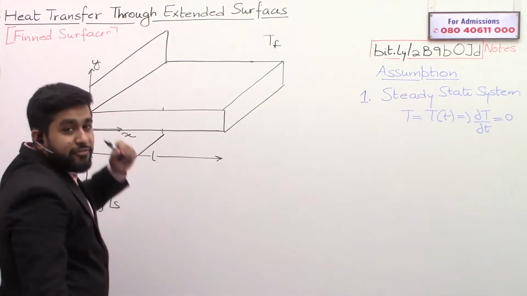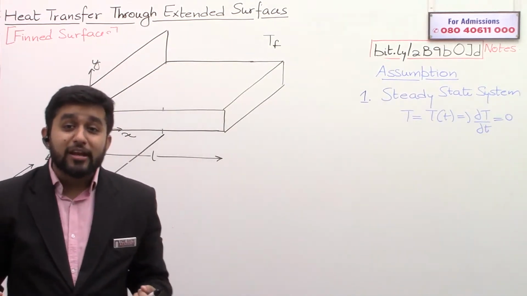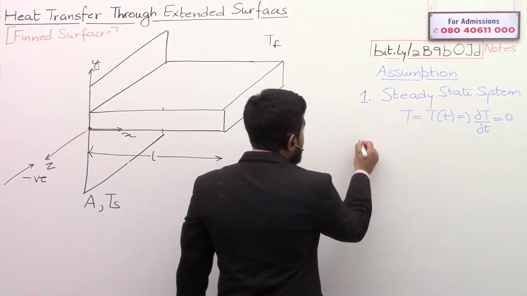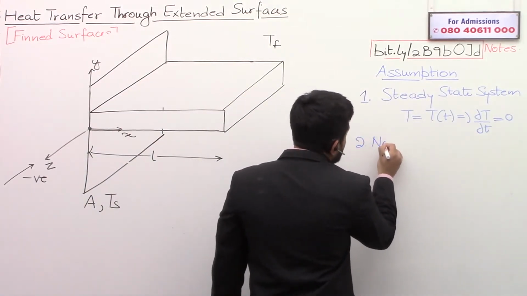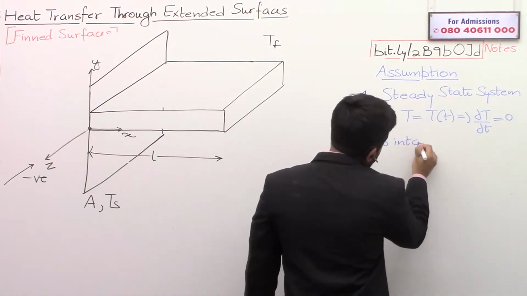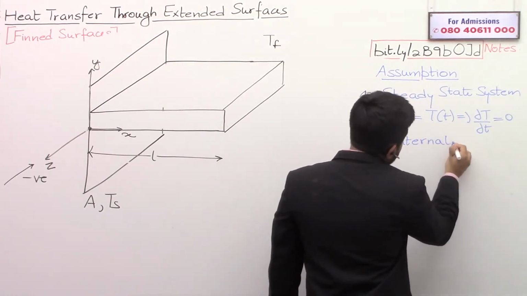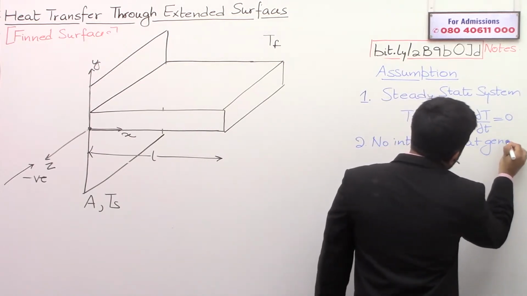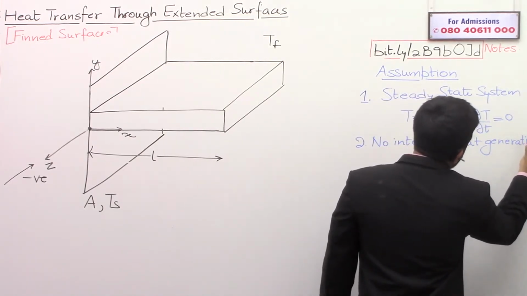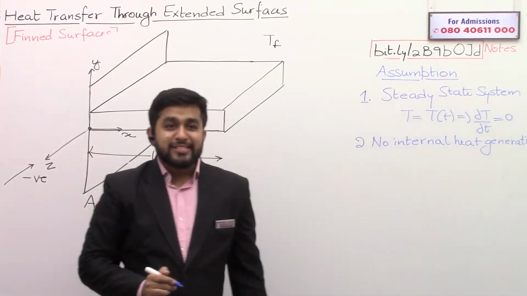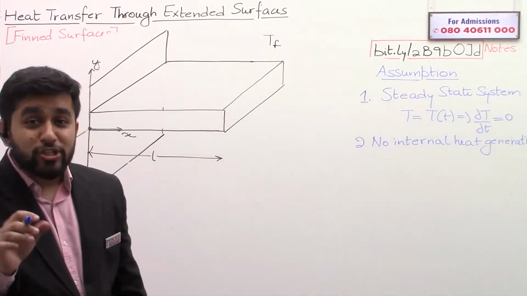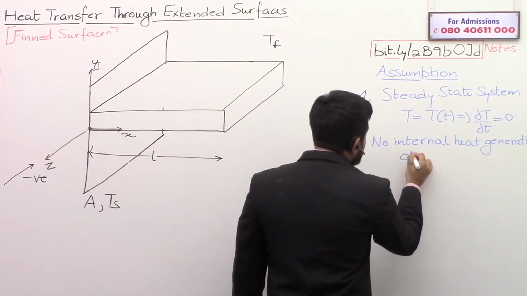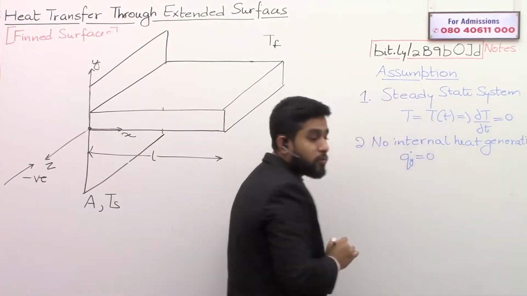Definitely inside the fin, there cannot be any internal heat generation. So we will write down no internal heat generation. If I talk of the heat conduction equation, in that equation, the second point is represented by Qg dot. So that Qg dot will be equal to 0.